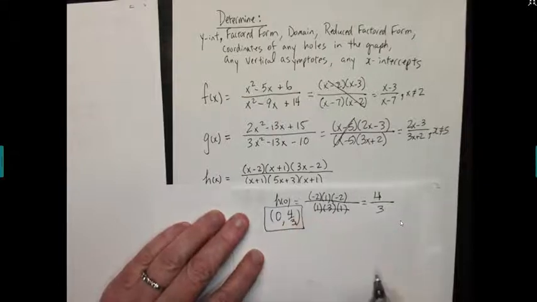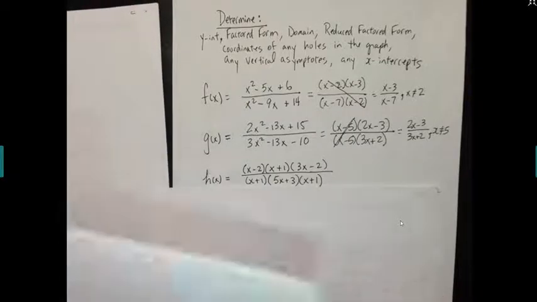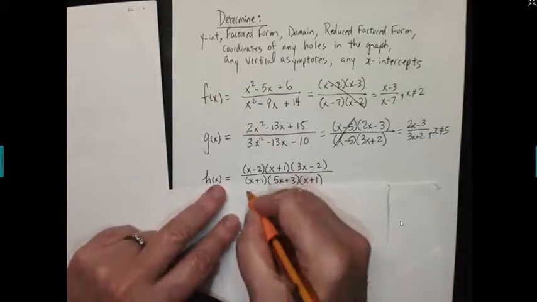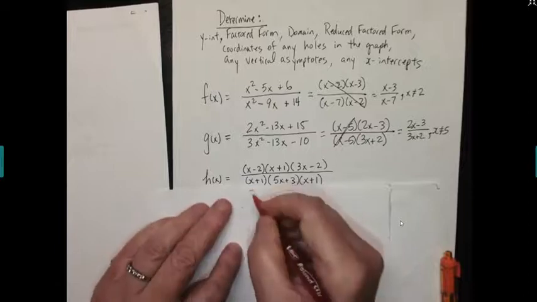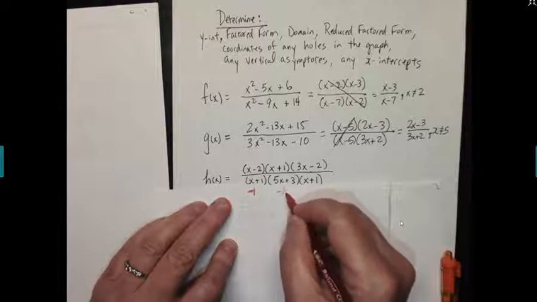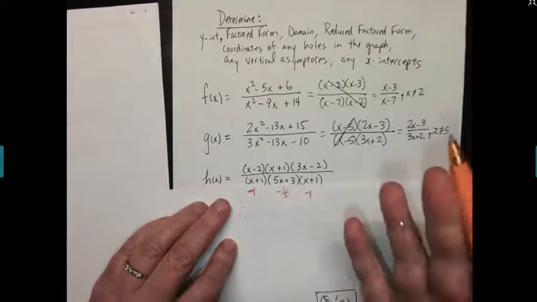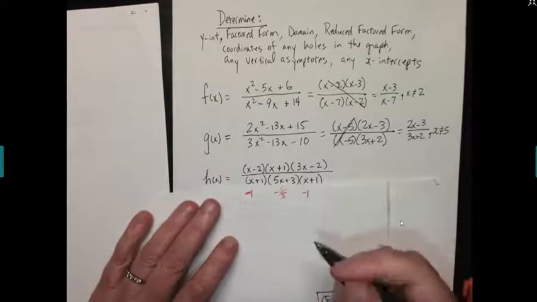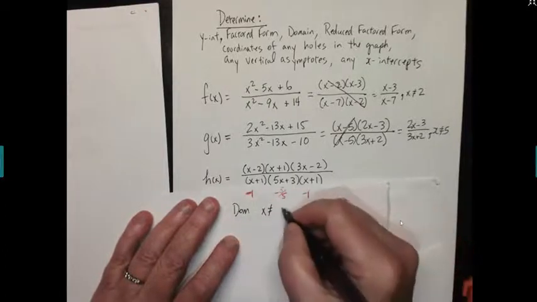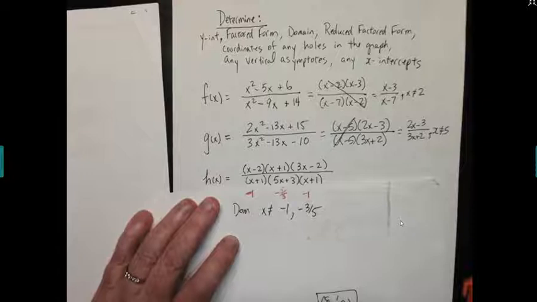That's my y-intercept. All right, the domain. What are the zeros of the denominator? What will make the denominator 0? Well, if x is negative 1, or if x is negative 3/5, or again if x is negative 1, so it's repeated. The domain is always done before any cancellation, so for the domain, x is not allowed to be negative 1 or negative 3/5. Okay, that's a correct answer.